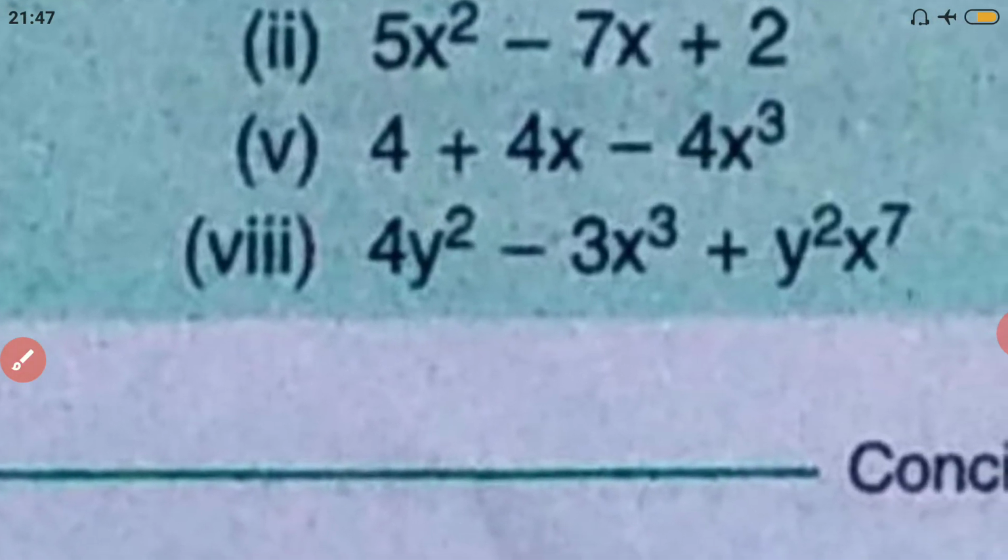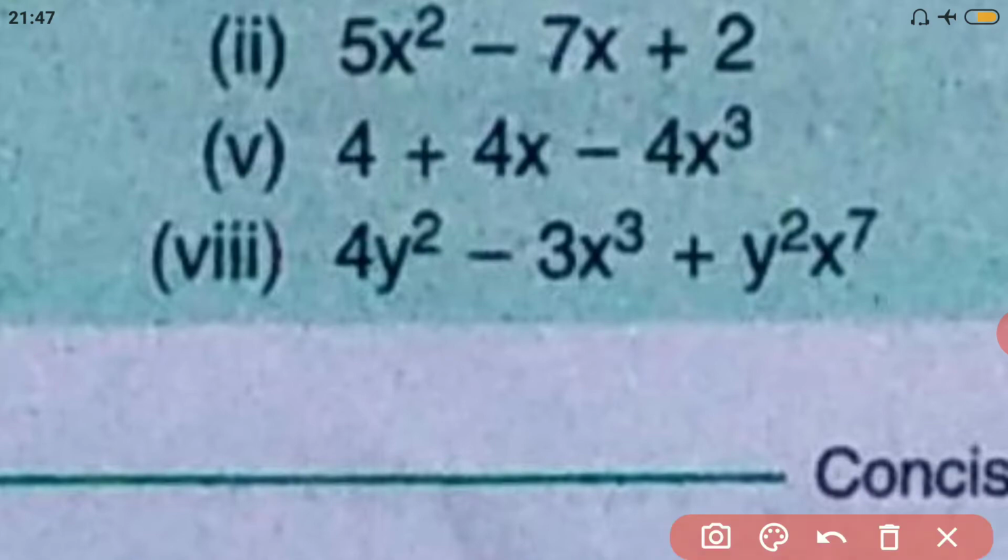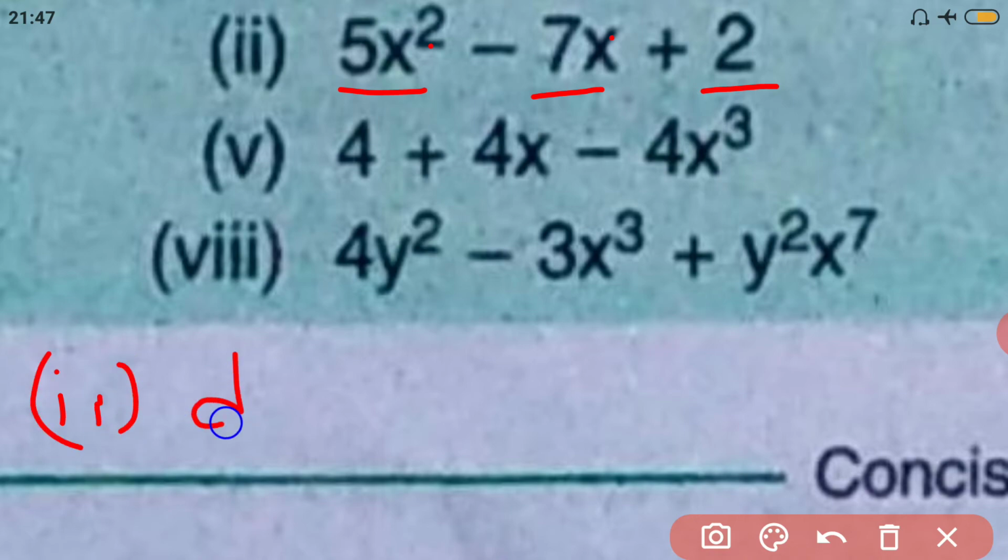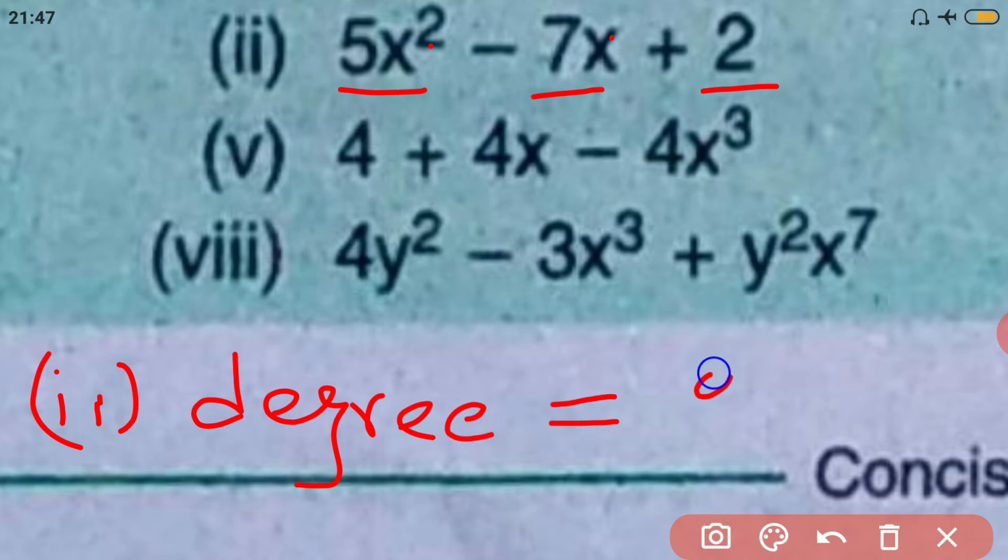Going to question number 2 here. Okay, the question reads as 5x square minus 7x plus 2. So this x has power 2, this x has power 1. If there is no power, it should be 1, right? And this 2 doesn't have any x. Okay, so what should be the degree of number 2? Number 2 degree must be equal to 2. Let us go to the next one, which is number 3.